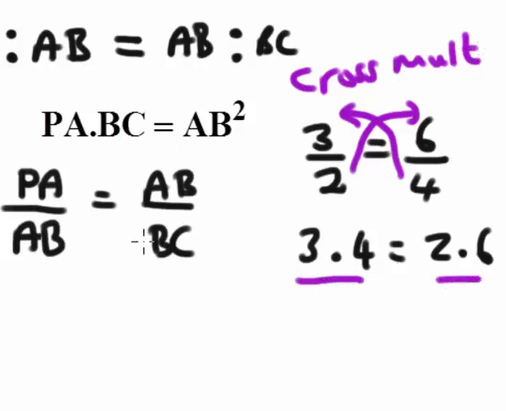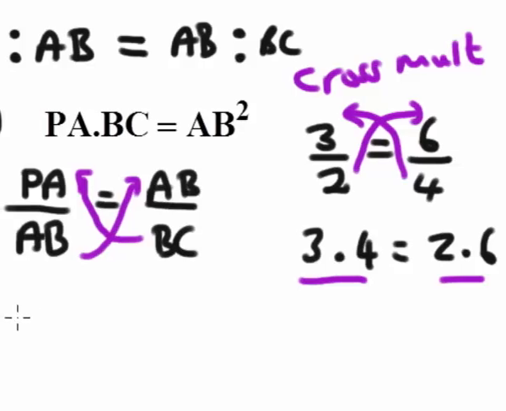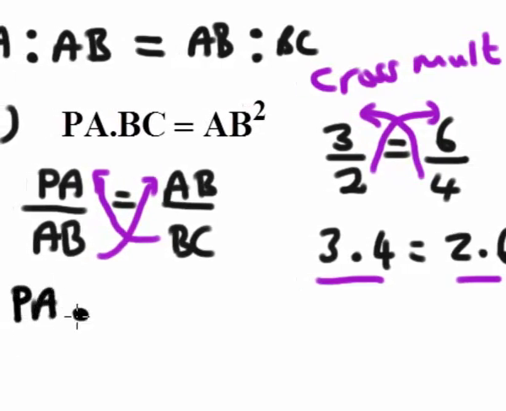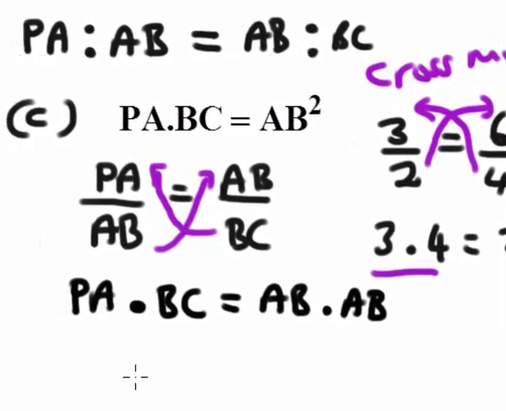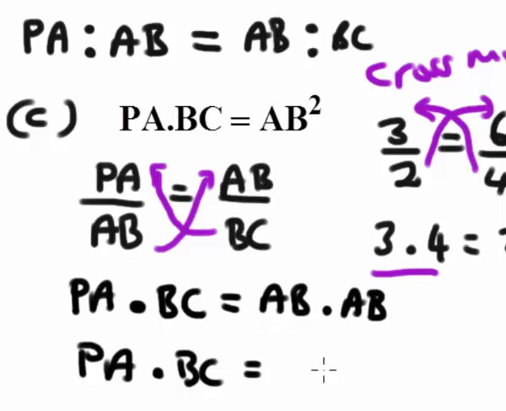So you can do exactly the same here. You can bring the BC up and the AB up as well. So what you then have is PA multiplied, the dot here means multiply, is equal to AB multiplied by AB. That's what the dot is as opposed to the colon. So therefore PA multiplied by BC is AB times AB, which is AB squared. Okay, so just be careful of that.